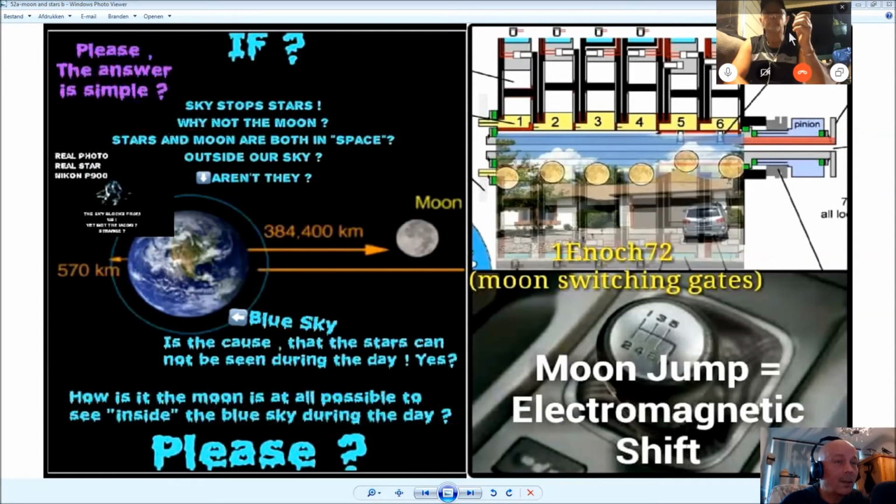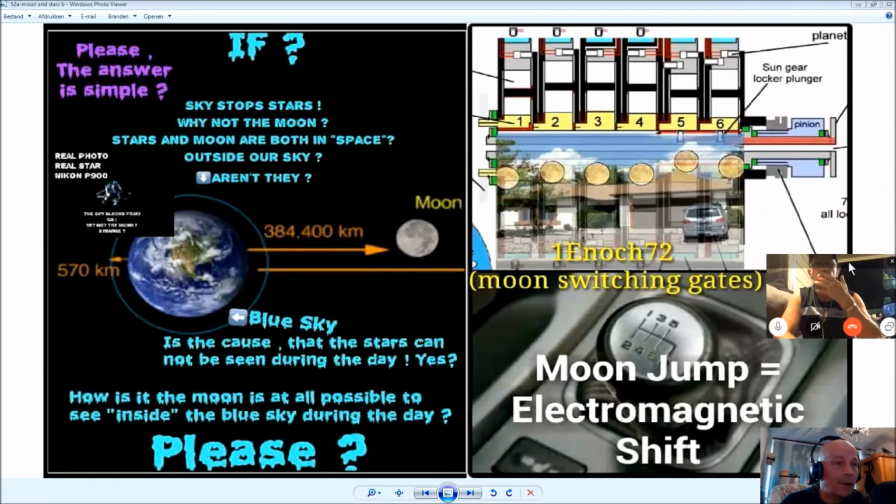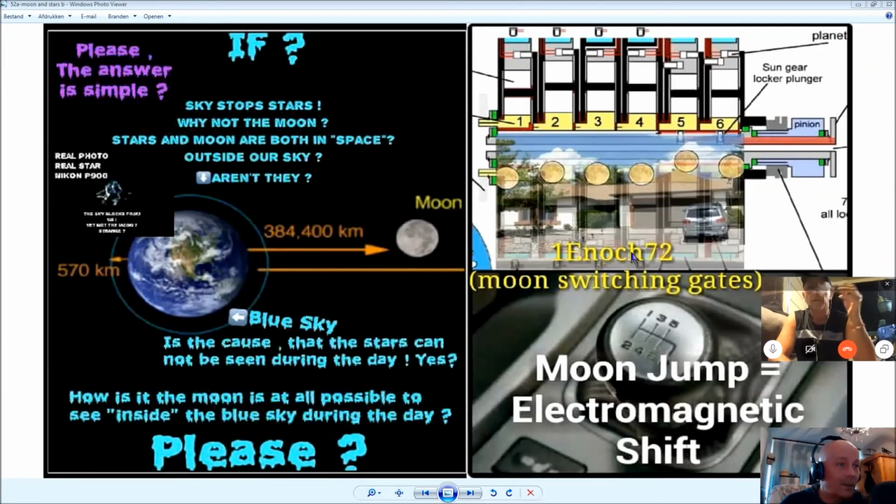Okay. We come to a very important one about the jumps of the gates. Enoch 1, chapter 27, moon switching gates. Moon jumps, electromagnetic shift, just like a car. And here, please answer this. Please, the answer is simple. Sky stops stars, why not the moon?